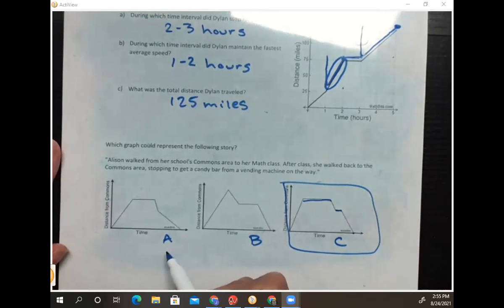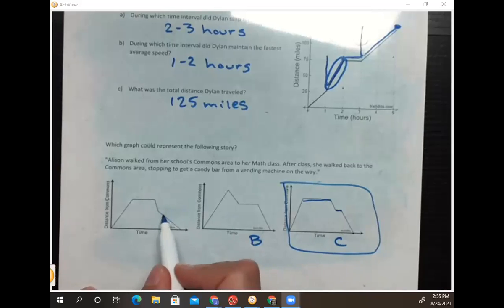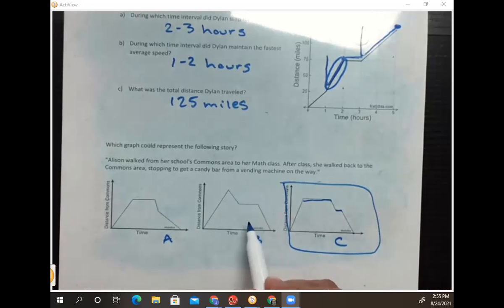What's the problem with A? Why is A not a good fit? Yeah, she doesn't stop at the vending machine. We don't have that second stop here. What's the problem with B? She didn't go to class, right? I mean, she walked to the door and then turned around. She's actually got to go to class.